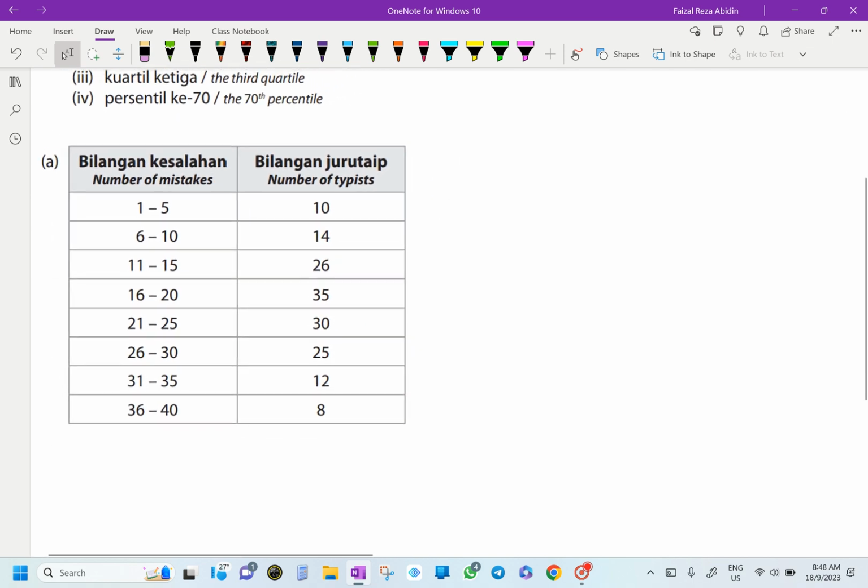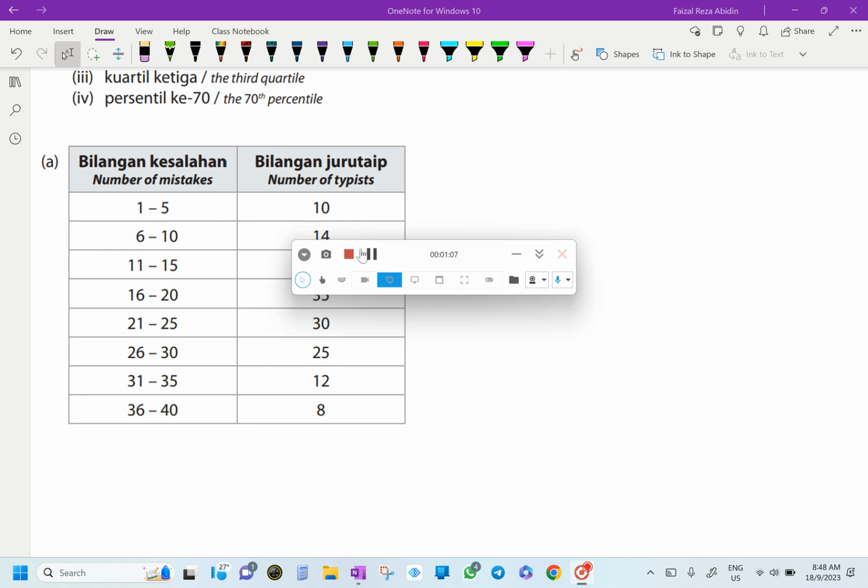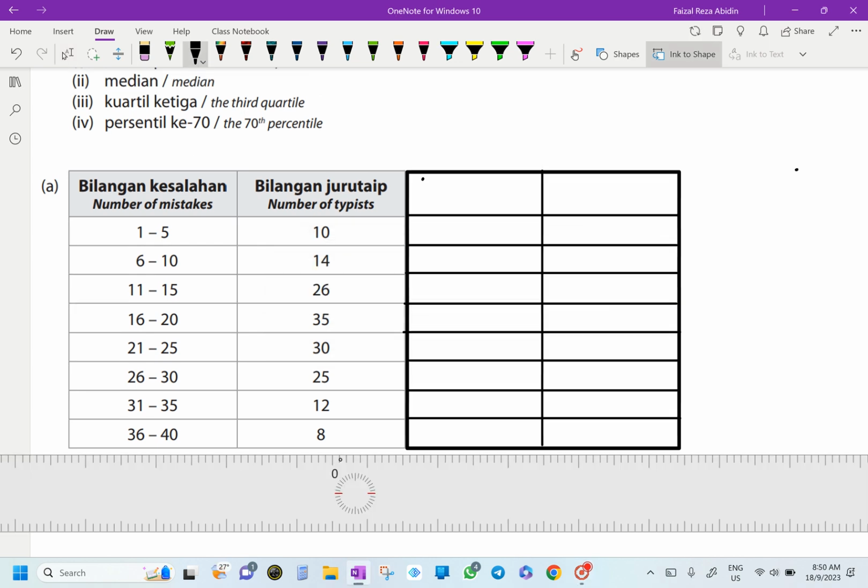After you extend your table, I'm recording here. After we construct our table here, we are going to find our upper boundary and also our cumulative frequency. So how to find our upper boundary?